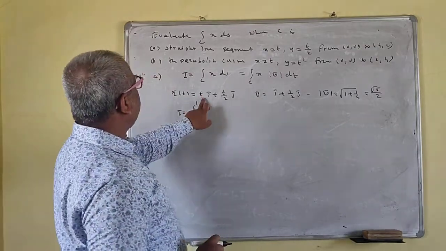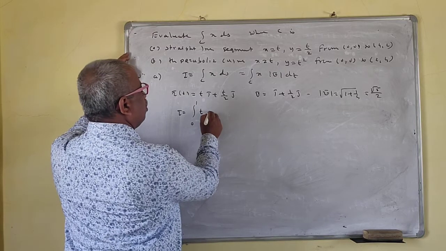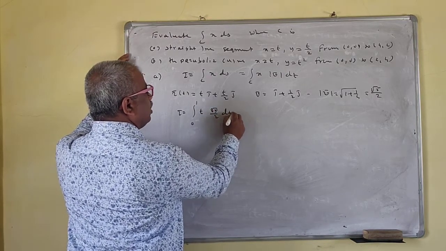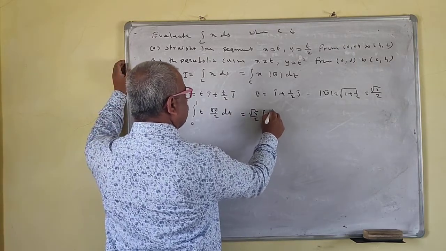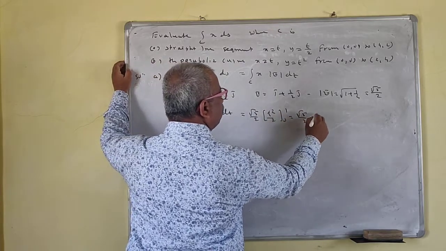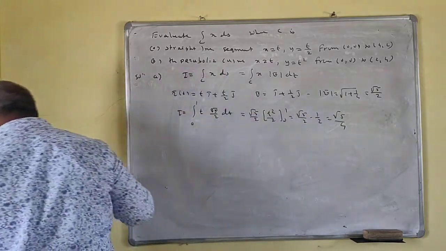Your x is t here. So t into mod of v bar, which is root 5 by 2, dt. So this is root 5 by 2 times t square by 2 from 0 to 1. So root 5 by 2 into half, which is root 5 by 4. So your answer is root 5 by 4.